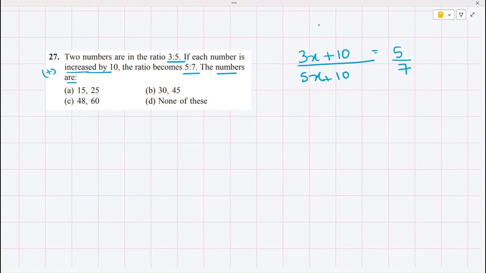So as we did in the previous questions, we can simply cross multiply, but to make the process quicker, what we can do is write it simply like 3 is to 5. Then we have 10 here, since both these numbers are increased by 10. So we can write 10 here in this particular form. We saw this in the age questions. And then we can write the next ratio in the form of 5 is to 7.